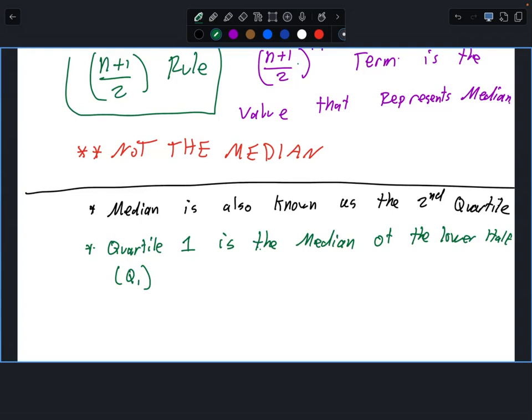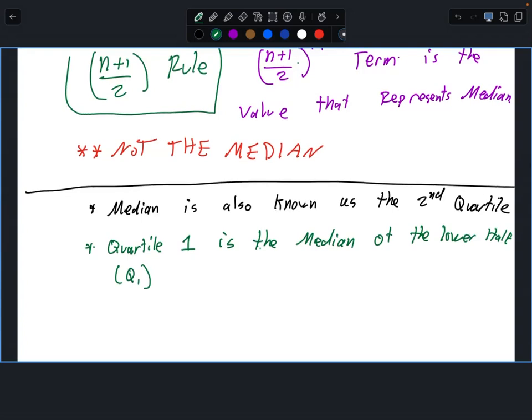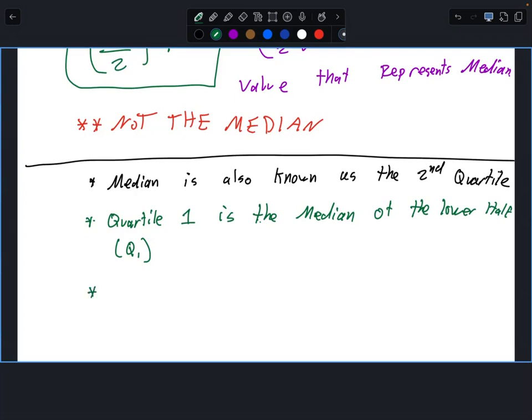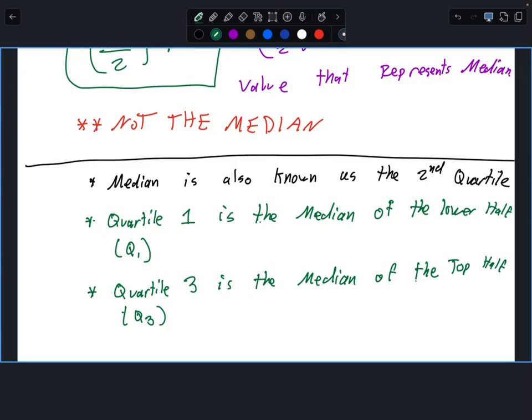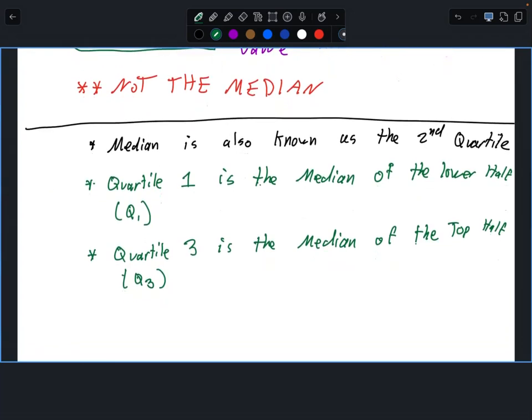We're going to learn how to find quartile 1, and we're going to learn how to find, what do you think? Quartile 2. Well, we already did quartile 2, right? Quartile 3 is the median of the top half. Q3. So we're gonna give you some instructions about how to find quartile 1, Q1, and how to find quartile 3. And that is our major lesson.